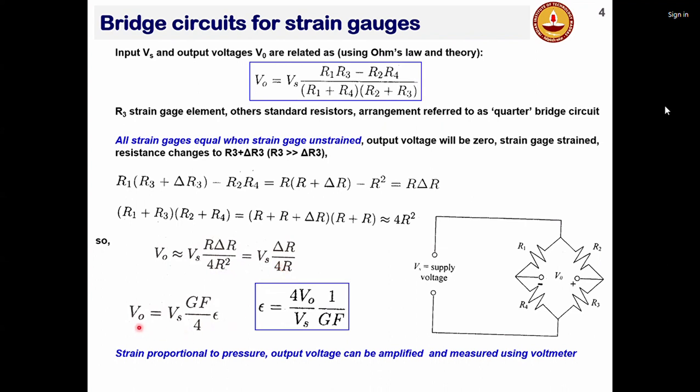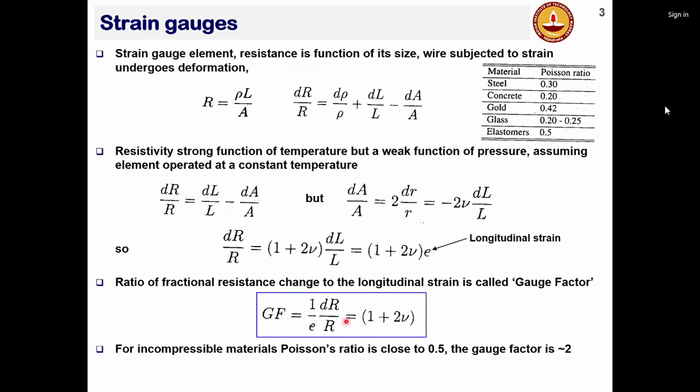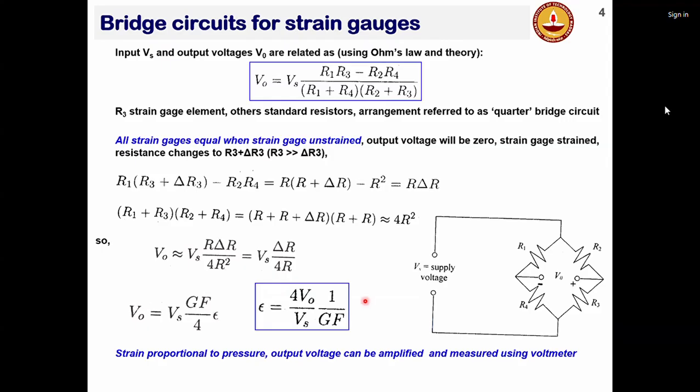So output voltage is basically Vs into gauge factor divided by 4 into strain. As we had seen here, dR over R is gauge factor into the longitudinal strain. So in place of dR over R, if you substitute gauge factor into strain, it becomes Vs into gauge factor divided by 4 into strain. So now the strain can be found out as 4 into output voltage divided by the supply voltage, into 1 over gauge factor.